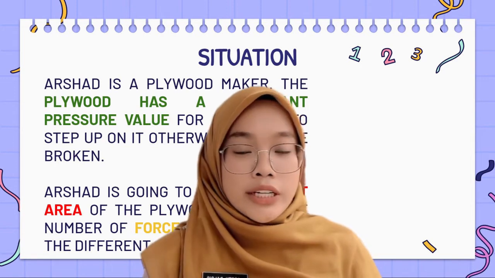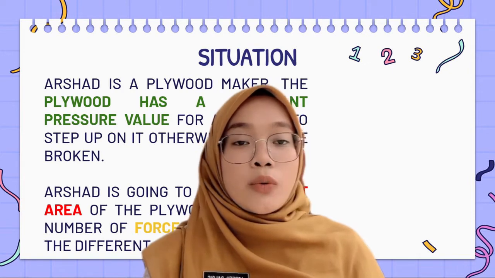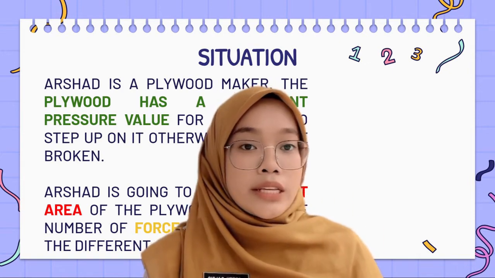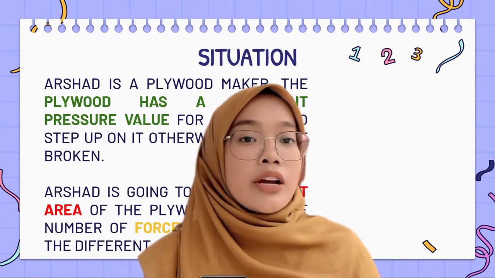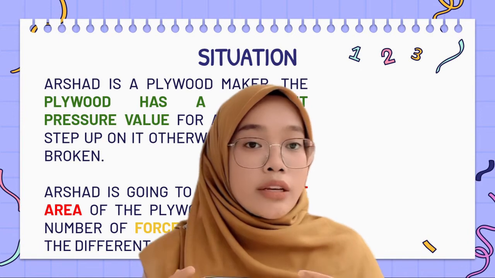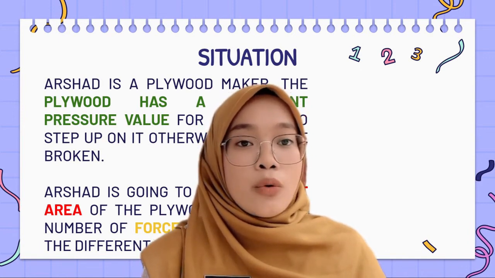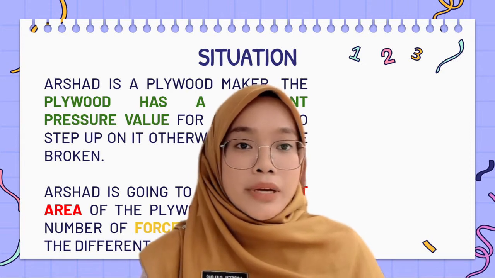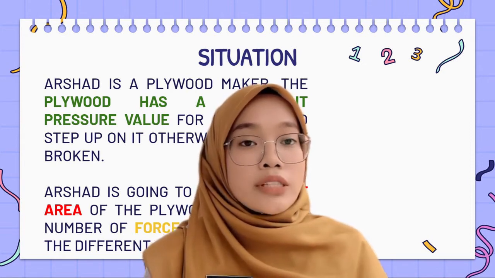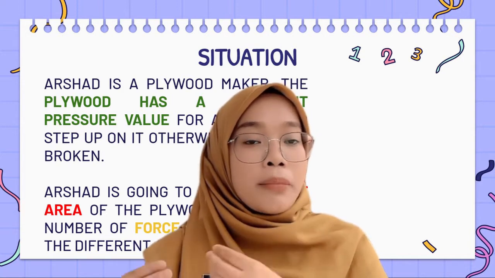In this situation, the plywood has its own constant value, which is equal to 2000 pascals. But Arshad wants to see, if he changes the area of the plywood, what force can be exerted that is not going to make the plywood broken. So in this experiment, he is going to change the area to see what force can be exerted on that particular plywood.